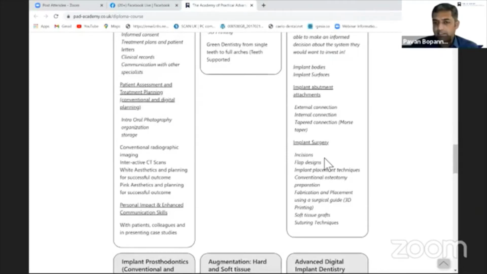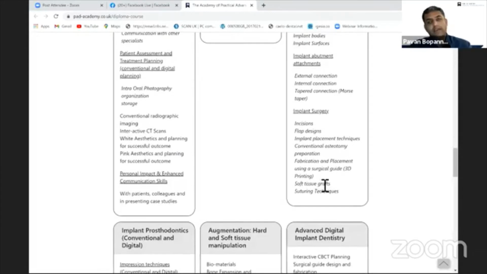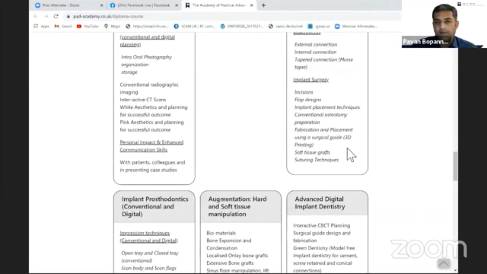And then incisions, flap designs, and various things which are very, very important, including suturing, soft tissue grafts, and all that. You can go into our website and have a look at that. We will make sure that you design a surgical guide at this stage, and I will print them for you. And we will get you to place implants using a surgical guide on one of our practice days. Okay, so all these modules are run over 4 face-to-face sessions supported by webinars.